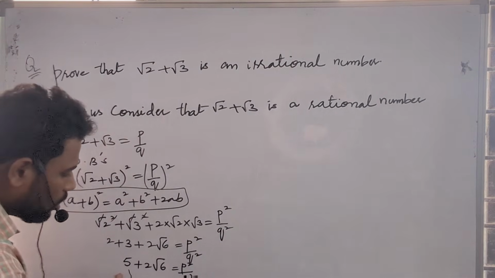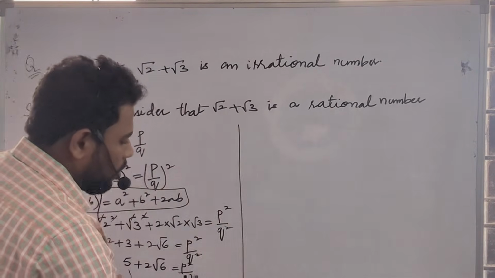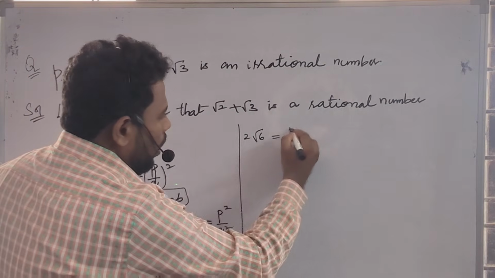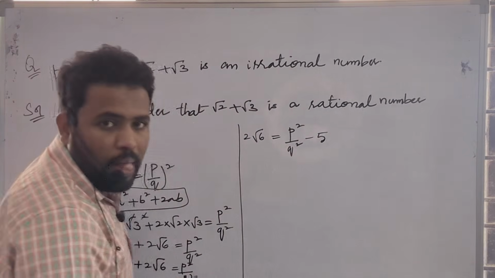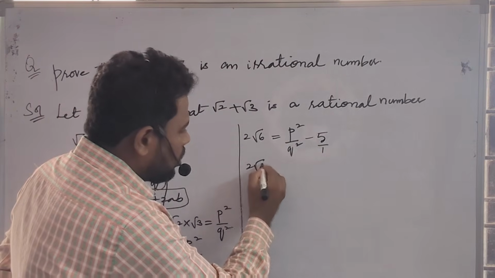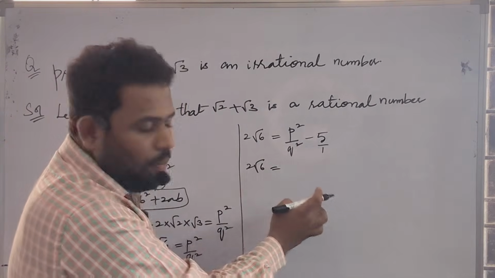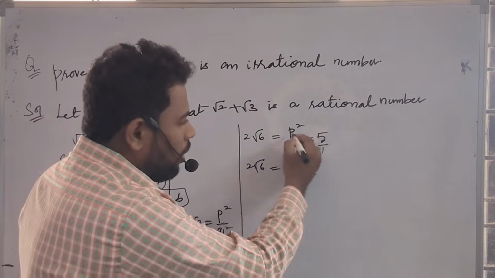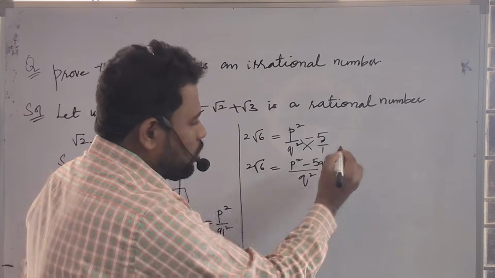First we are going to transpose 5. If plus 5 is transposed, it becomes minus 5. So 2 root 6 equals p square by q square minus 5. On the right side, go with the LCM of the denominators. So 2 root 6 equals, as we have 1 in one of the denominators, you can directly multiply: q square into 1 is q square. Then go with the cross multiplication: 1 into p square is p square, minus q square into 5, which is 5q square.